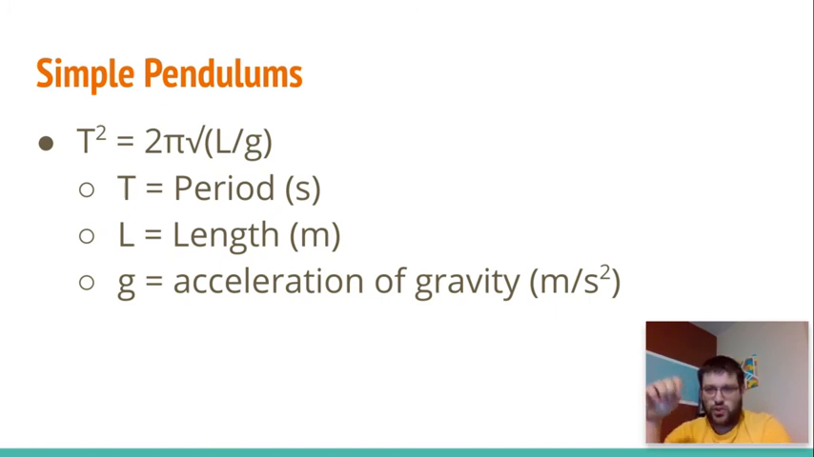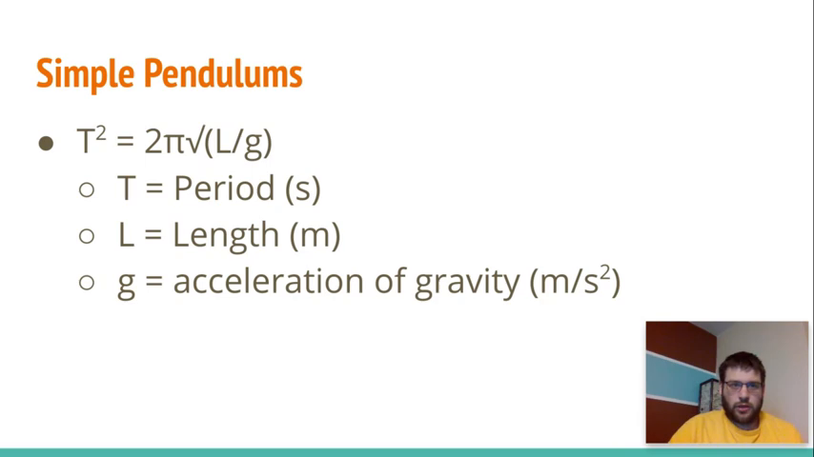I'm sorry, you have to square the entire function to get rid of the square root. So please be careful when you rearrange the equation. T stands for the period, L stands for the length, and g stands for the acceleration due to gravity. And as you know, if you know the period, then you can calculate the frequency.